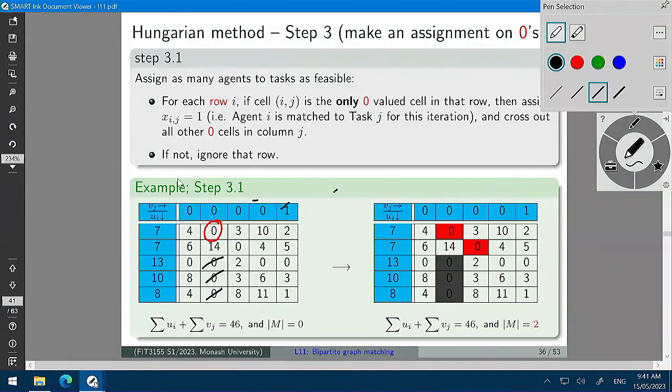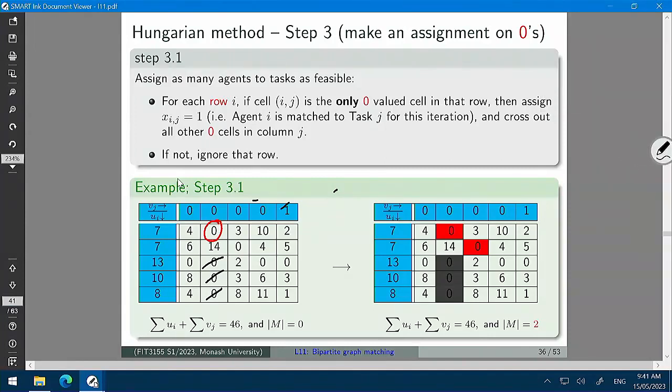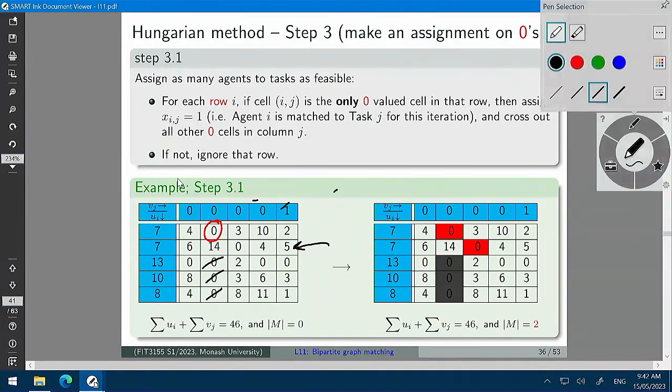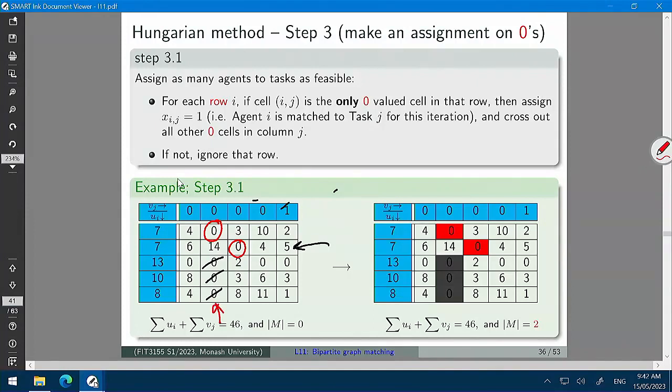Now, what about row 2? Can I do an unambiguous assignment in row 2? Answer is yes, isn't it? That's my unambiguous assignment. Are there any other zeros in that column that I've just assigned? There are no other zeros, so I don't have to scratch them out. I mean, here I've scratched them out here. There are no such zeros in this column, so I don't have to scratch anything out.